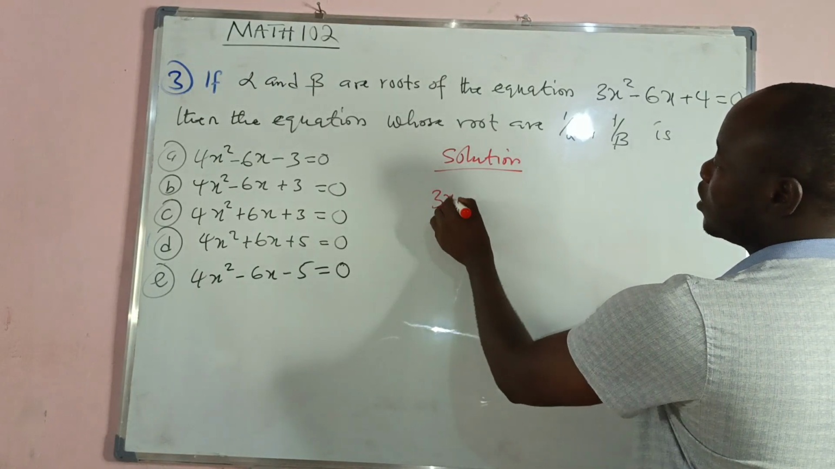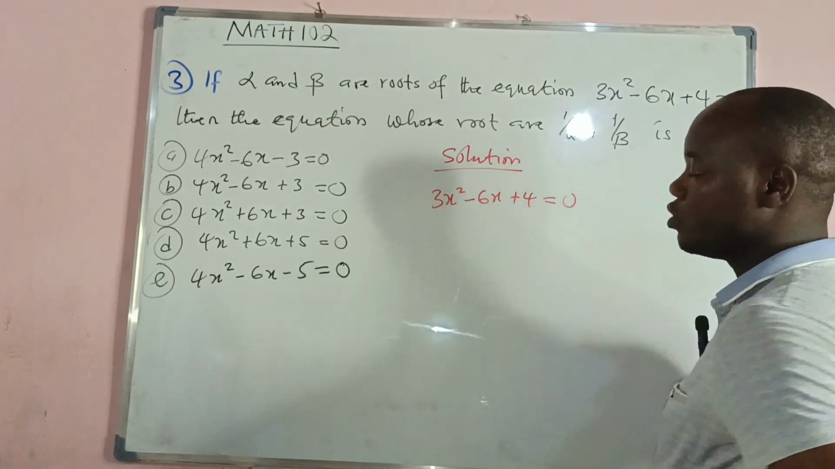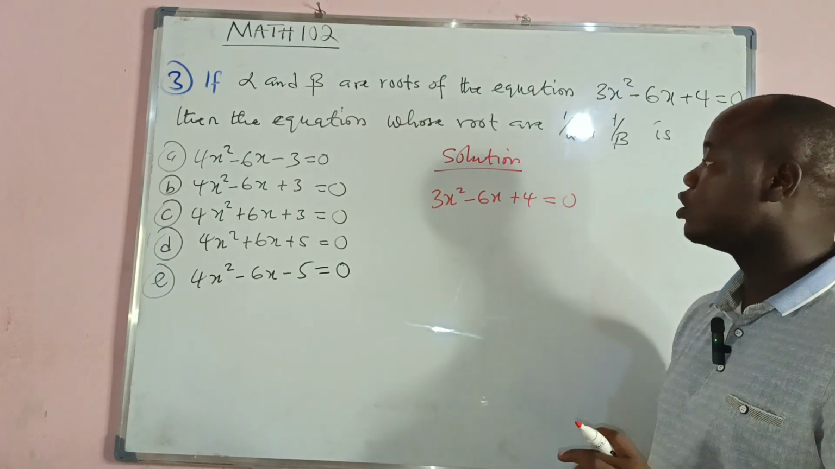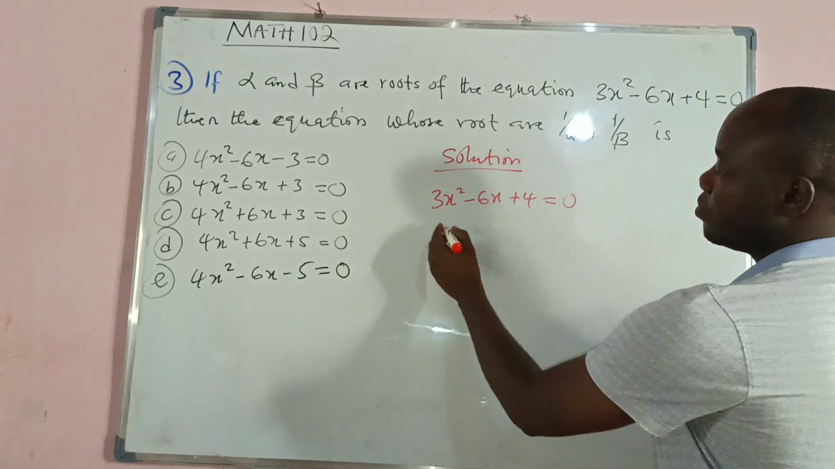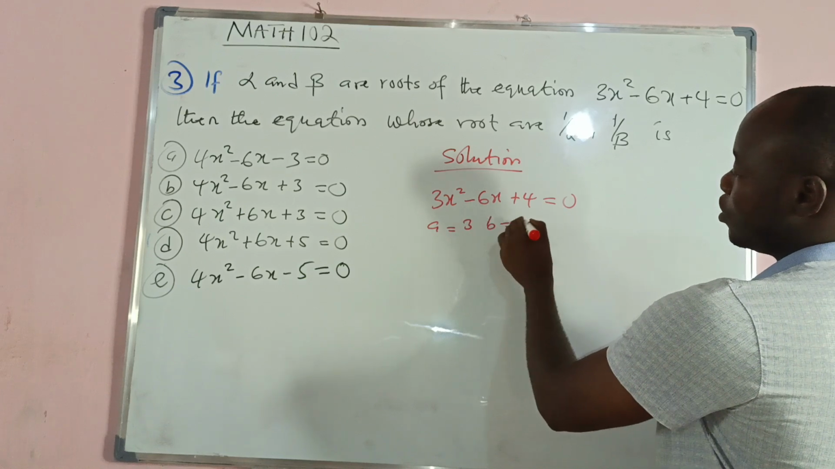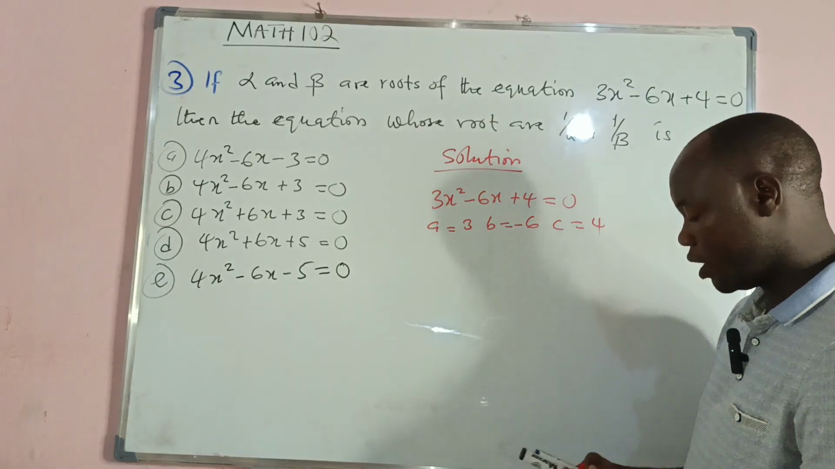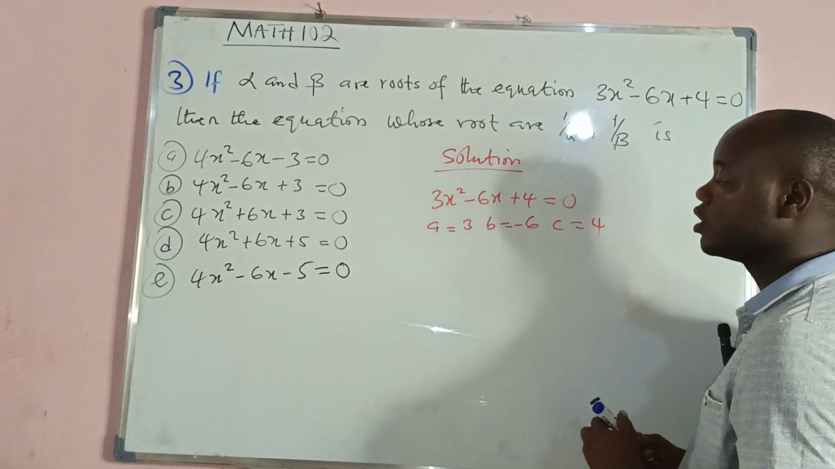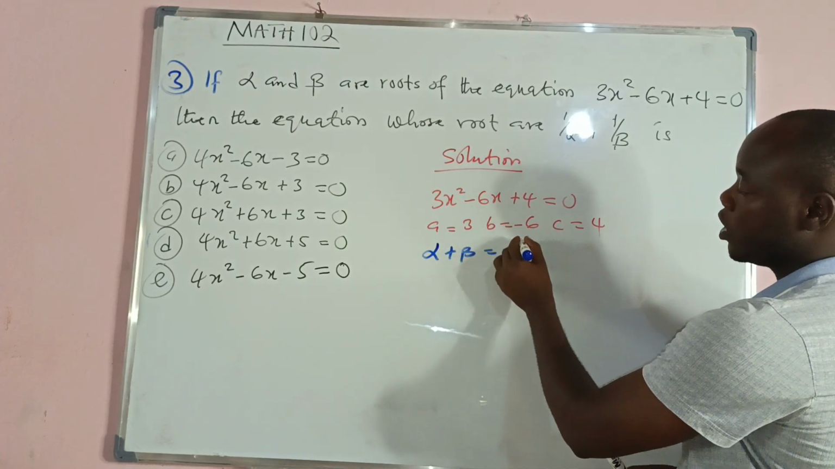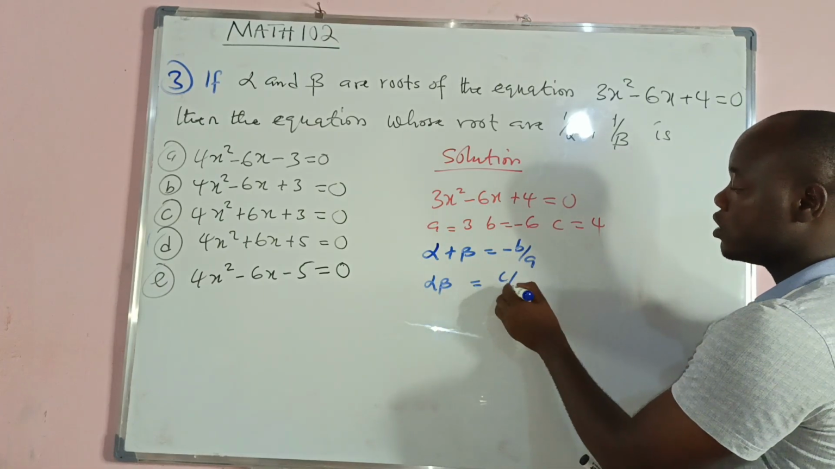So we have 3x squared minus 6x plus 4 is equal to 0. You need to bring out the product and the summation of this quadratic equation. It's simple. From here we know that a is equal to 3, b is equal to minus 6, and c is equal to 4. So we bring all the values. We know that the summation alpha plus beta is equal to minus b over a, and alpha times beta, that is the product, is equal to c over a.